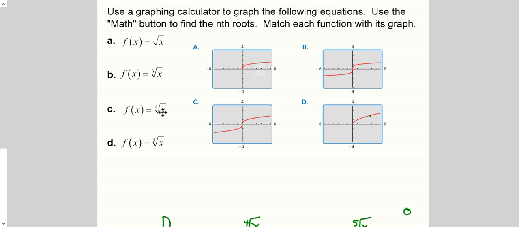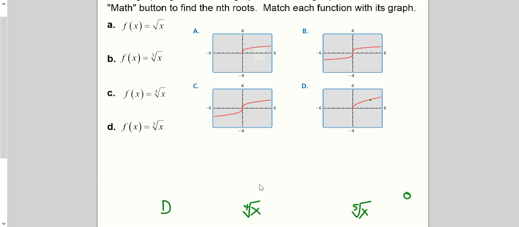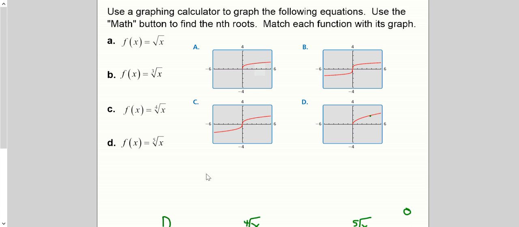A fourth root has to be all positive x's, which will give us positive y's. A fifth root can use positives and negatives. Remember, for even roots, we can only put a positive number underneath an even root. So these two have to be even roots. These two have to be odd roots. Pause your video, see if you can match those up.